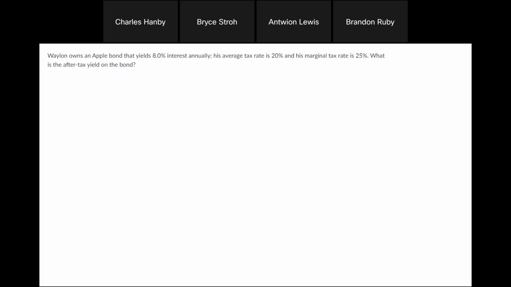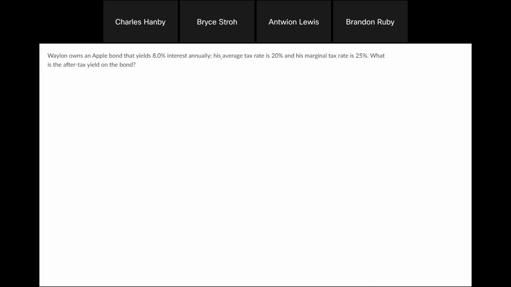All right. So first question is an after-tax yield calculation. We use after-tax yield to compare taxable and tax-exempt bonds. Waylon owns an Apple bond that yields 8% interest annually. His average tax rate is 20%. His marginal tax rate is 25%. What is the after-tax yield on his bond?